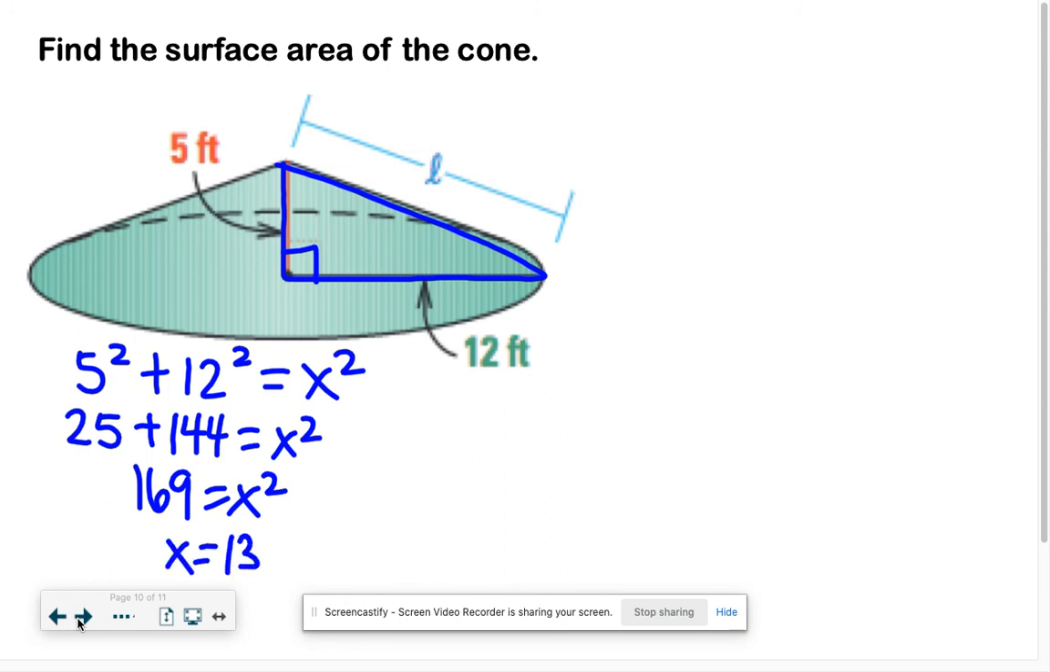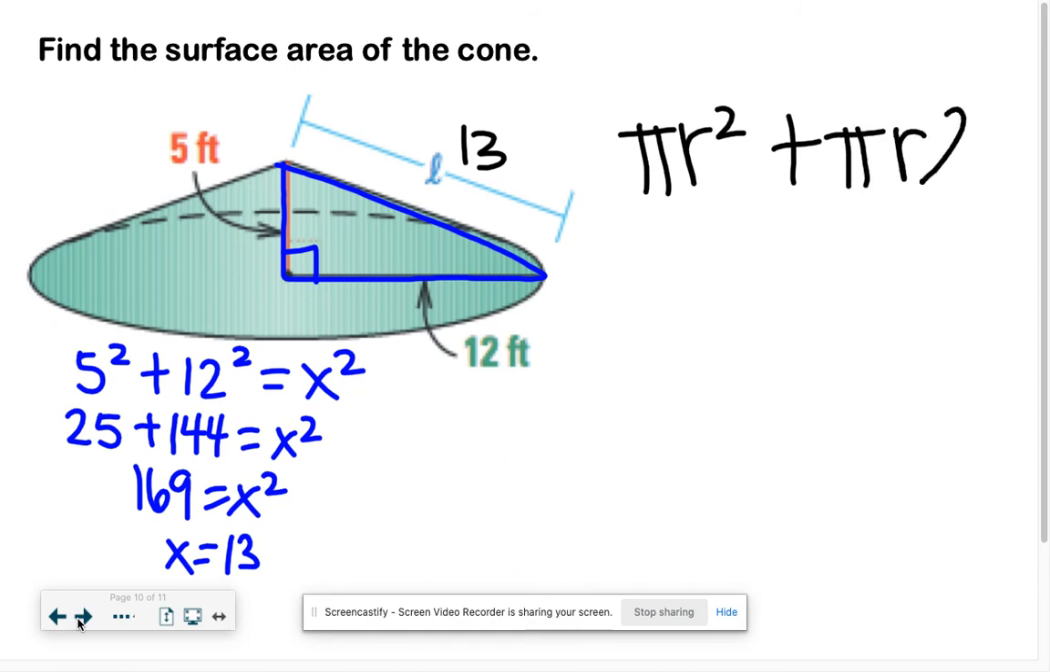Are you guys okay with 13 being your slant height? Yeah. Okay, plug into our formula. Is it 13? It is 13. So instead of 5 and 12, we use 13. You should use 12 and 13. 12 is your radius, 13 is your slant height.